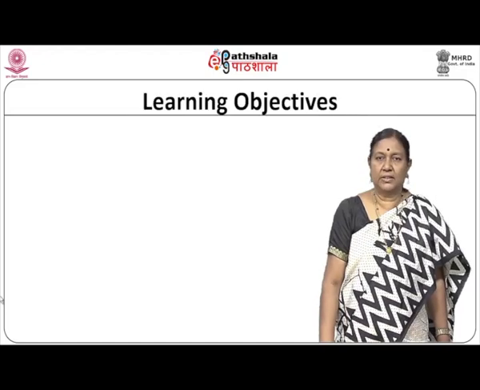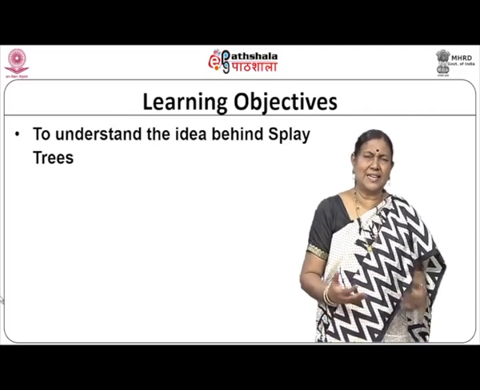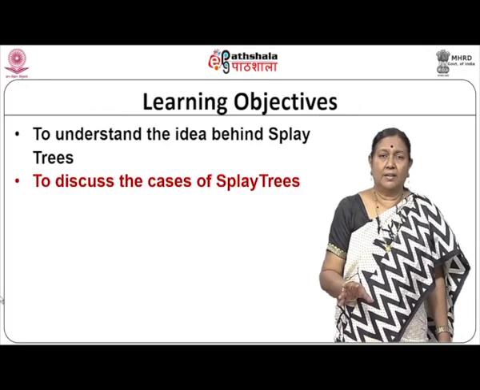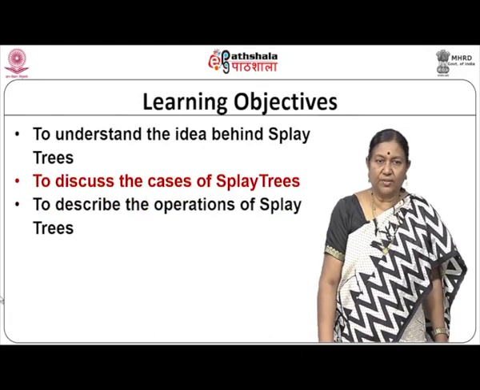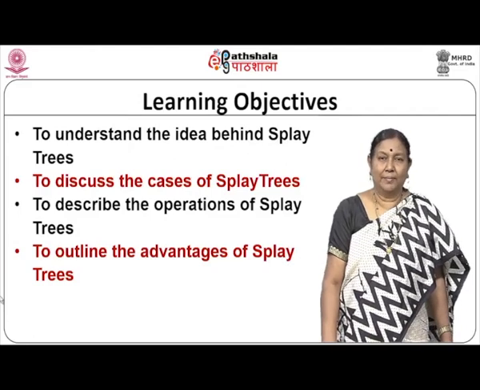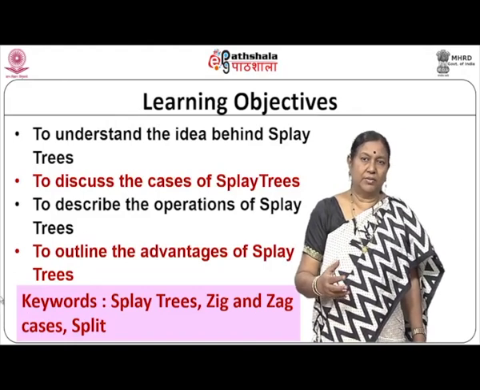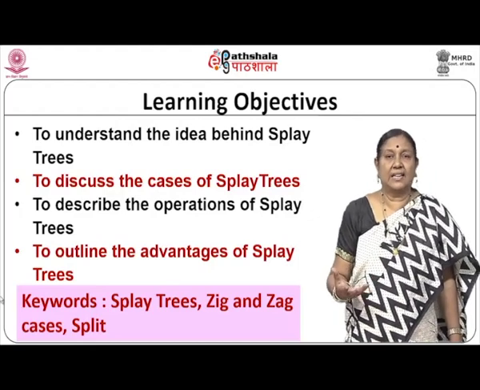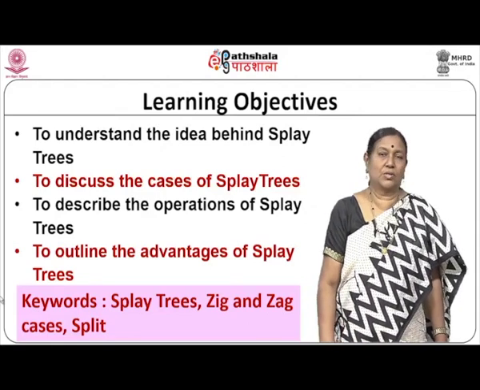The learning objectives of this module are as given. One is to understand the idea behind splay trees, because this is a slightly different idea from normally balanced binary search trees. Then we are going to look at different cases of splay trees, describe the operation of splay trees, and then outline some of the advantages of splay trees and also, by the way, the disadvantages, if there are any. The key terms we are going to talk about are obviously splay trees, zig and zag cases, we will see what this means, and then splitting. So, these are some of the keywords associated with this module.